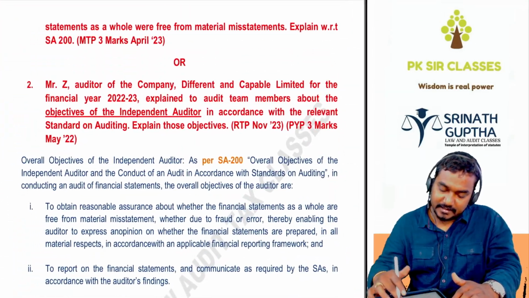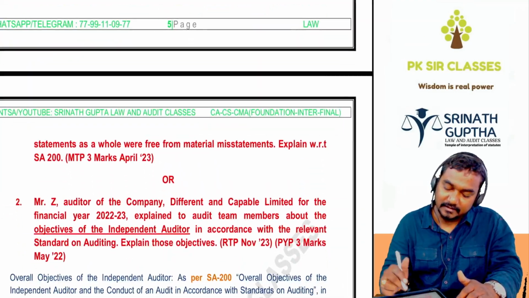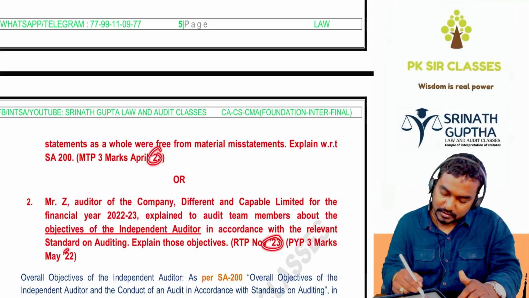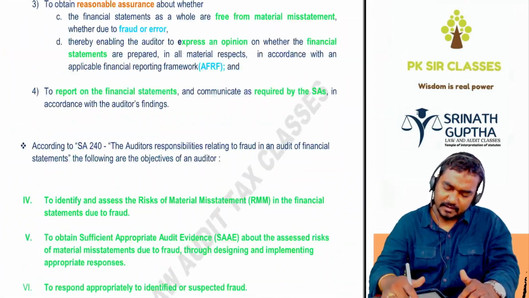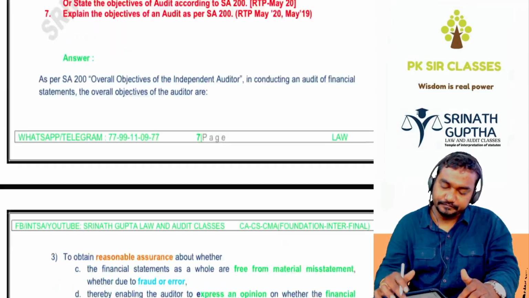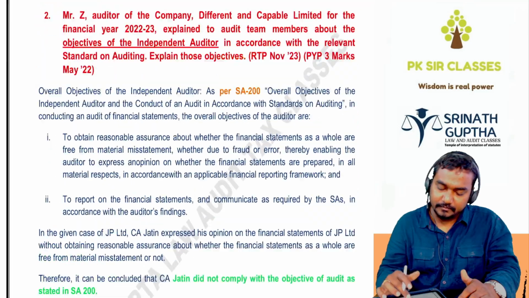Look at this, beta. Next, objectives of auditing. How big it is: 1, 2, 3, 4, 5. So many times this question was asked, beta. What is the objective of auditing? We'll read one by one.